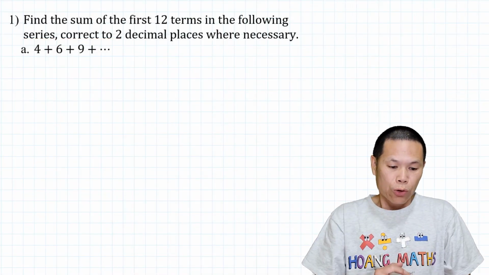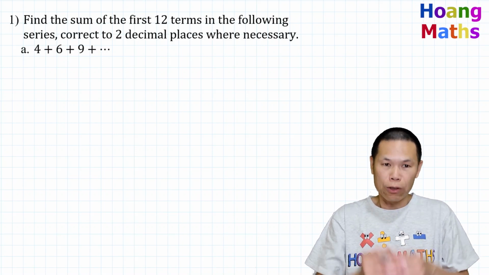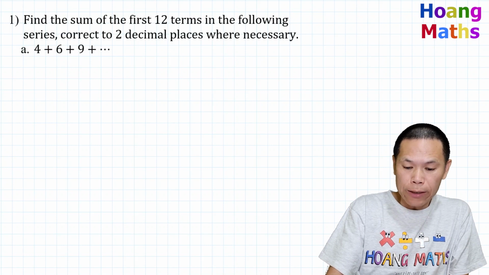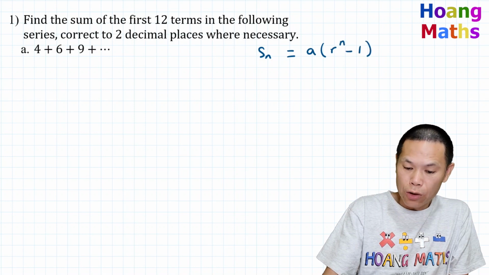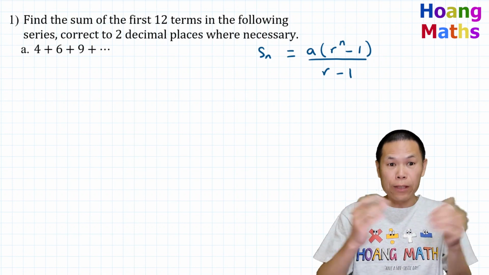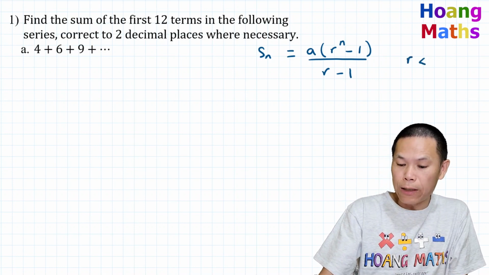First one, to find the sum of the first 12 terms of this series. So first of all, we need to know that S of n is equal to a r power of n minus 1 over r minus 1. Now, this is for when r is less than -1 or r is greater than 1.